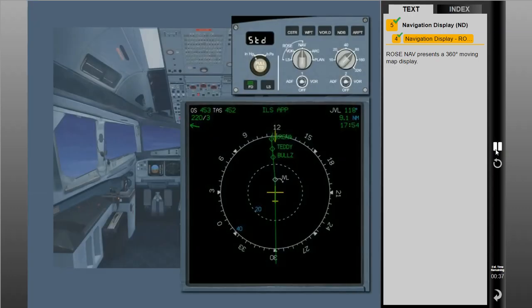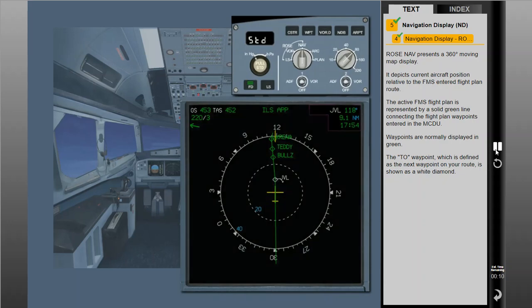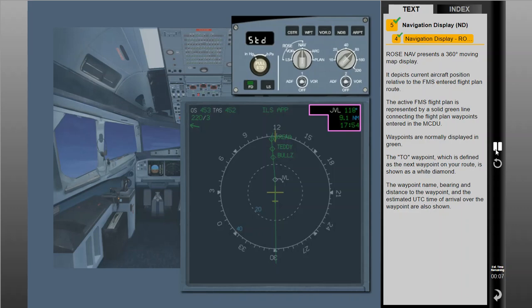ROSE NAV presents a 360-degree moving map display. It depicts current aircraft position relative to the FMS entered flight plan route. The active FMS flight plan is represented by a solid green line connecting the flight plan waypoints entered in the MCDU. Waypoints are normally displayed in green. The to waypoint, which is defined as the next waypoint on your route, is shown as a white diamond. The waypoint name, bearing, and distance to the waypoint and the estimated UTC time of arrival over the waypoint are also shown.